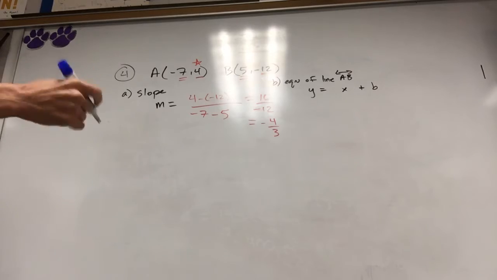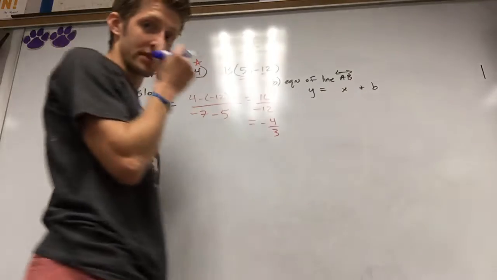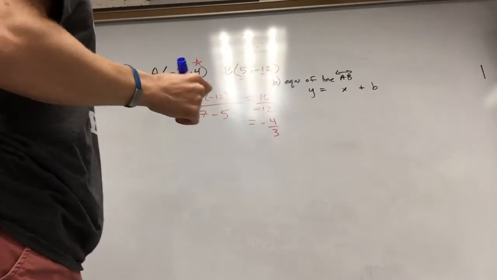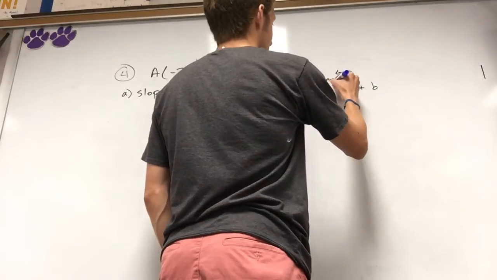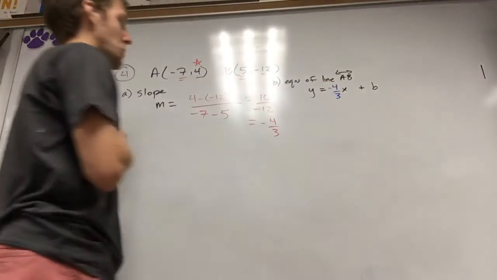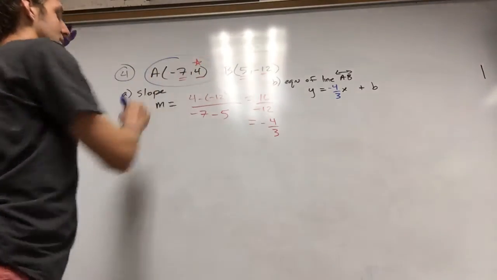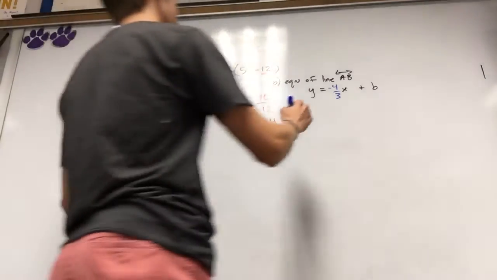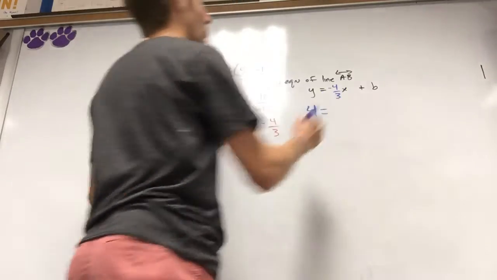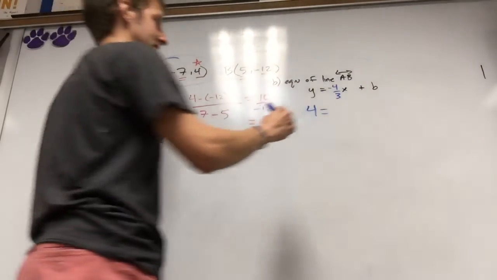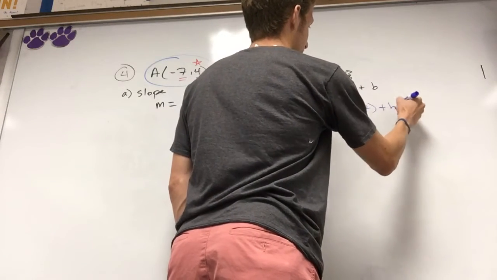Now, B says, what's the equation of the line that goes through AB? A line goes on forever. That's why it gets that symbol at the top. So first off, y is a negative 4/3 x plus b. All right, pick an ordered pair to use. I'm going to use that one right there, A. There's really not a great one. You're going to have fractions, so nope. Y is 4, x is a negative 7. All right, and we're looking for b.